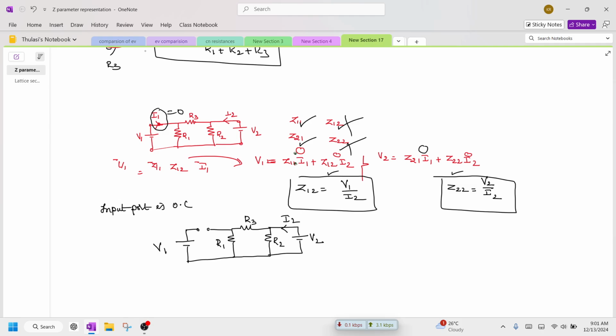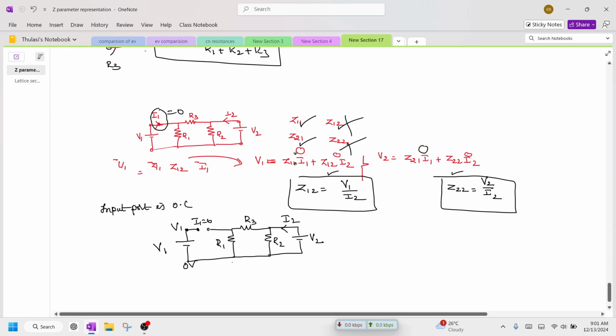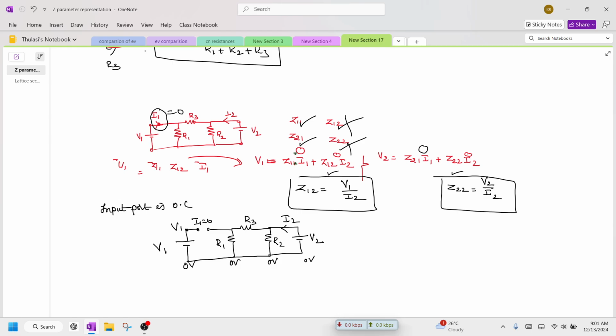Here the I1 current is 0. Whenever the current is 0, the voltage will be maximum. Therefore, what is the voltage at this point? Automatically the voltage here is V1. The voltage at this point is 0 volts, at this point is 0 volts, and this is 0. These two are in parallel. Whenever you make it open circuited, automatically the voltage is maximum at this point, and the voltage will be available at this point as some V1.